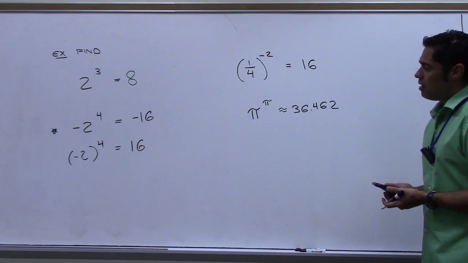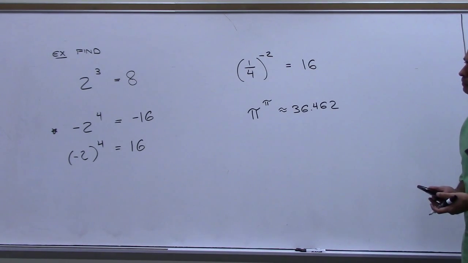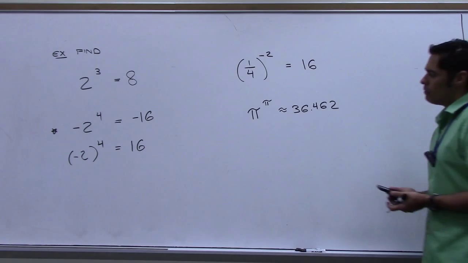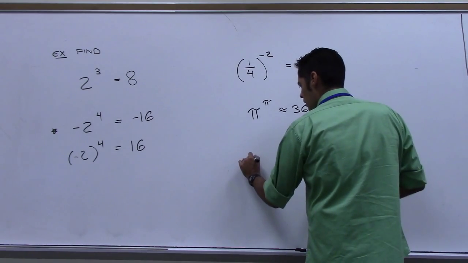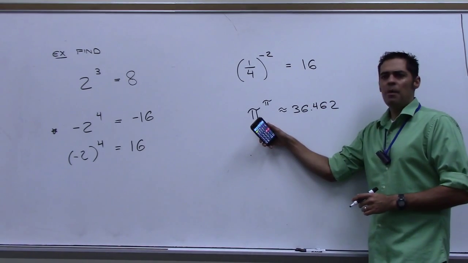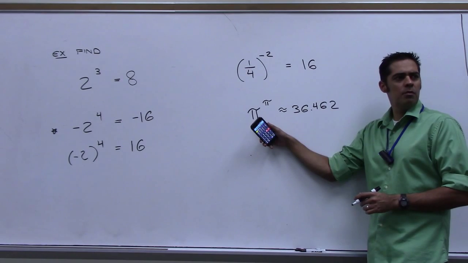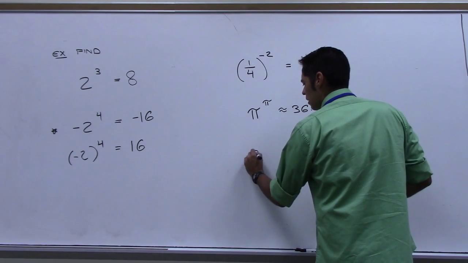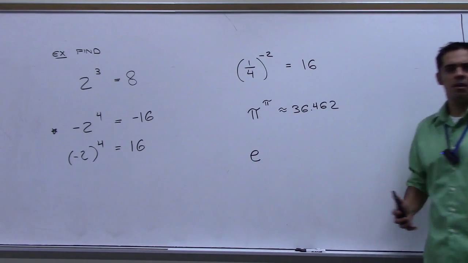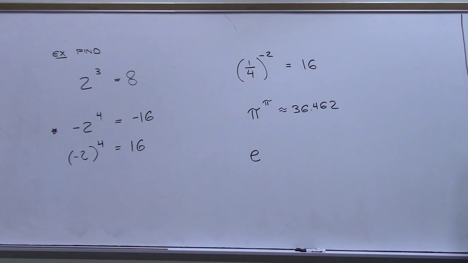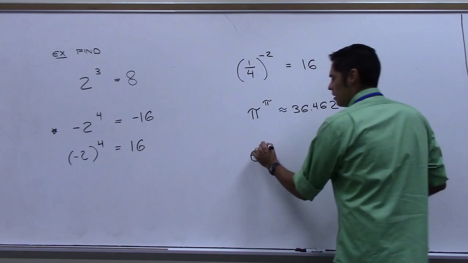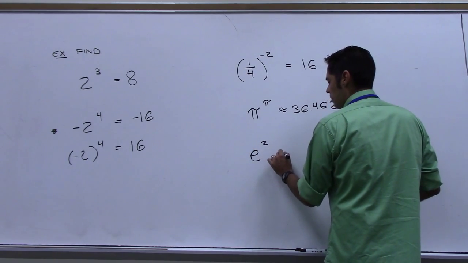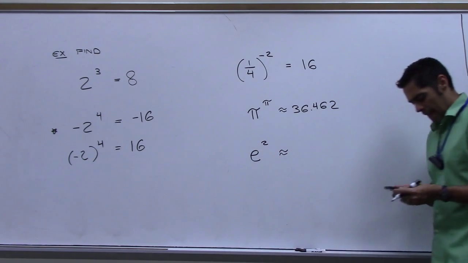All right, let's try. Everyone knows that that symbol pi stands for a number, right? Yes. 3.14, something like that. There's this other number called e, and there's also a key on your calculator for that. And I want you to do e squared and tell me what it is approximately.